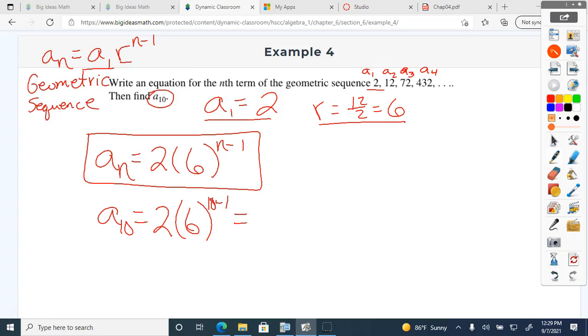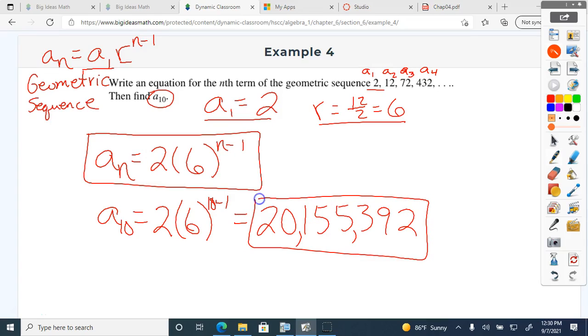2 times parentheses 6 close parentheses. That's a lot. It is a big number. 10 minus 1, that's 9. I'm just going to grab the calculator. That is 20,155,392.